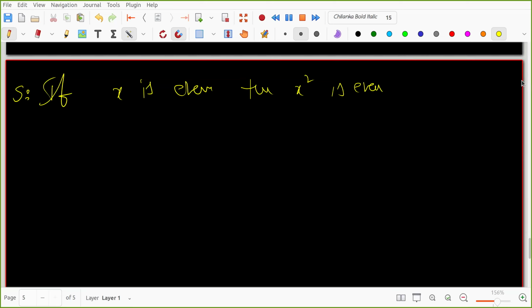Pranjal Yadav, you are not ticked. Can you tell me, is it a true statement or not? If x is even, x square is even. Yes, it is a true statement. Okay, tell me what is the converse of S?